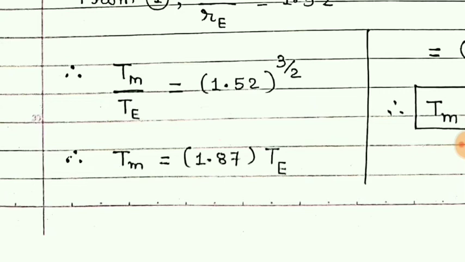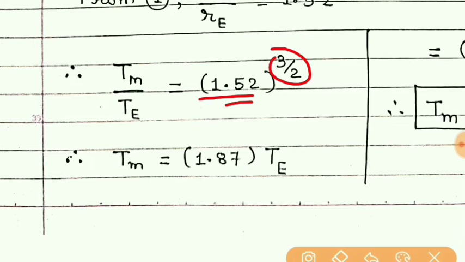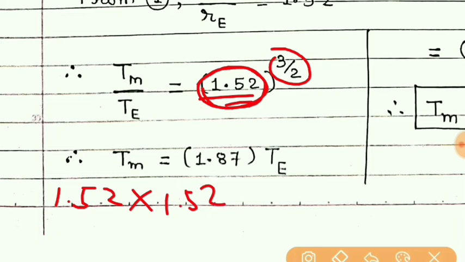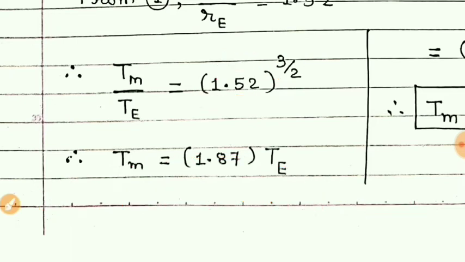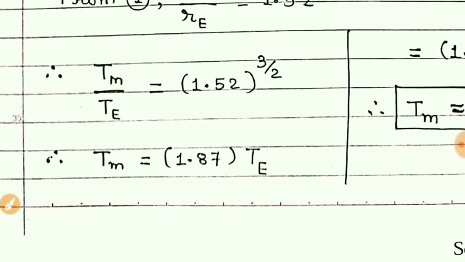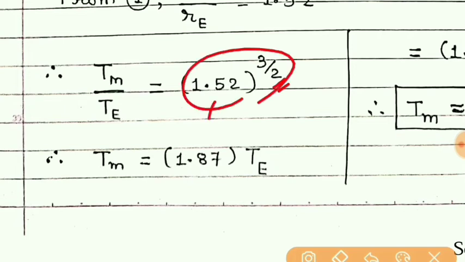How will you calculate this? Because it is having power 3 by 2, first you have to multiply this 1.52 three times, that is 1.52 into 1.52 into 1.52. So it is the cube of 1.52. Then whatever the result obtained, you just take the root of it, because it is 2 now here in the denominator. So in this way you can calculate this and you will get this value.